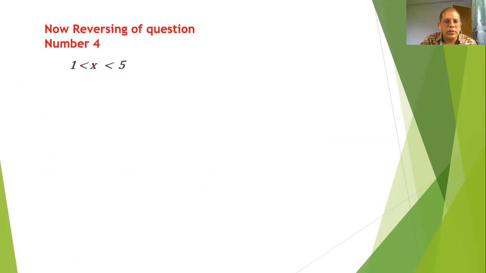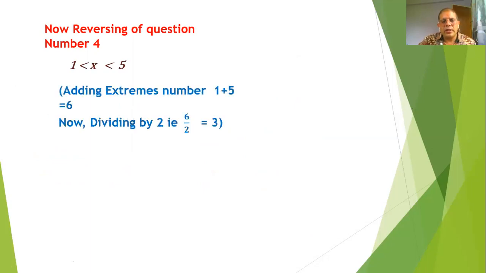You have the answer 1 is less than x is less than 5. Now for this, you should remember your process, and you should take the first and last terms, 1 and 5, and add these two extreme numbers, 1 and 5. It is equal to 6. Then you should divide by 2. You take two numbers here, so divide by 2. So 3 is your answer here.